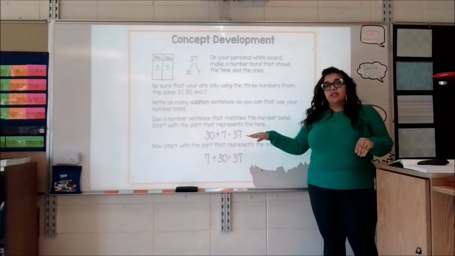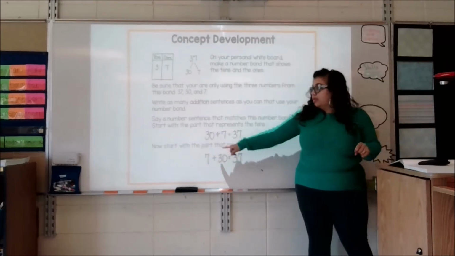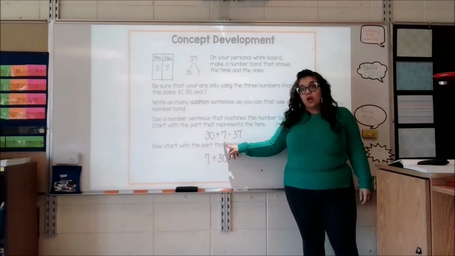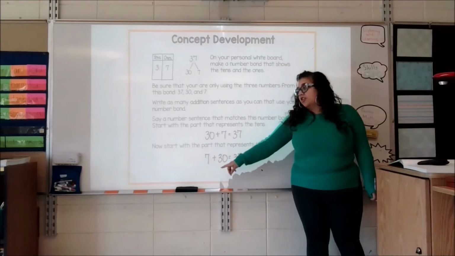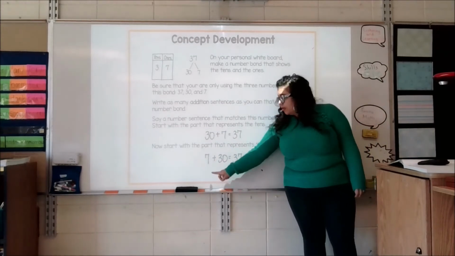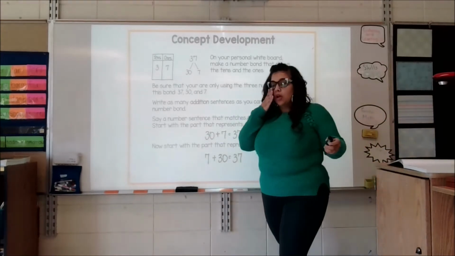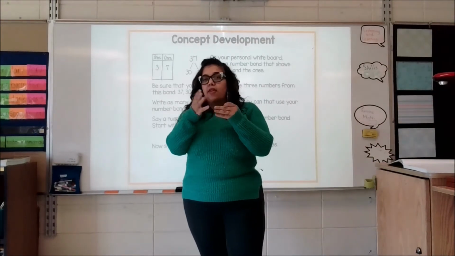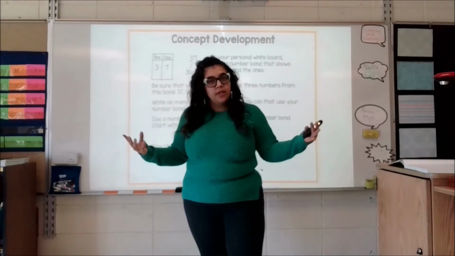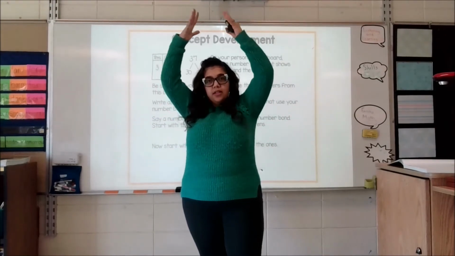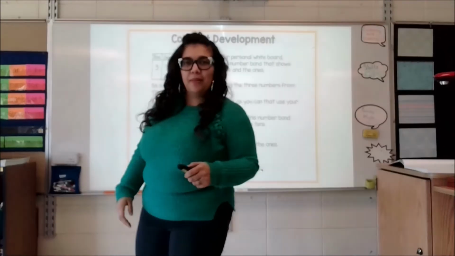30 plus 7 is equal to 37. So 10s plus 1s equals the whole. And just like with our fluency activity, you can put the 7 plus 30 equals 37, as long as you're putting all the pieces together. My 10s are together, my 1s are together, and I'm putting it together. We're in one big group.